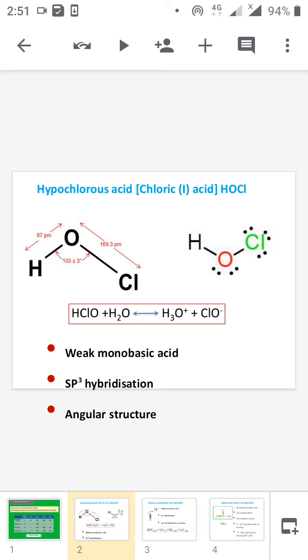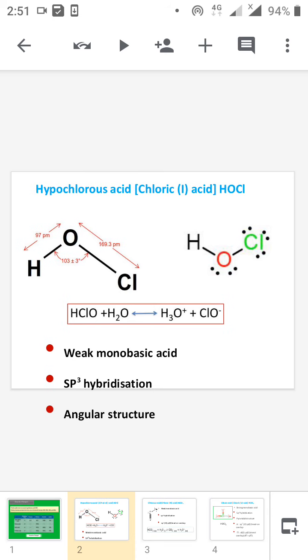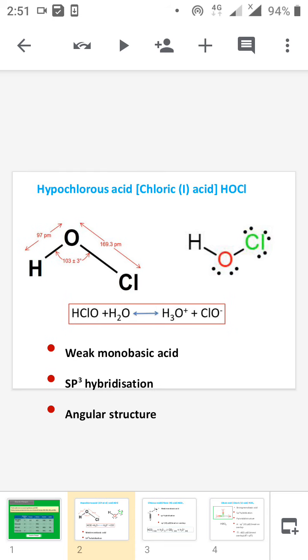is attached to one OH group, and here the H+ ion is easily detachable from the OH group. That's why it is a monobasic acid. And HOCl decomposes in water to form H3O+ and ClO- ions. So it shows that HOCl is a monobasic acid.